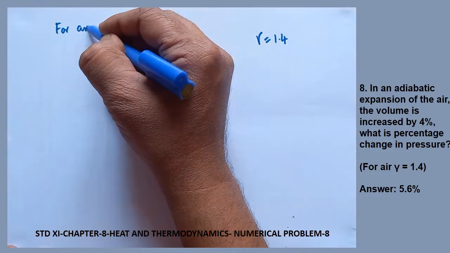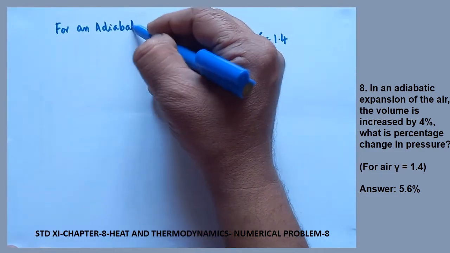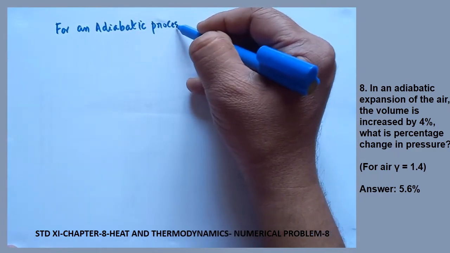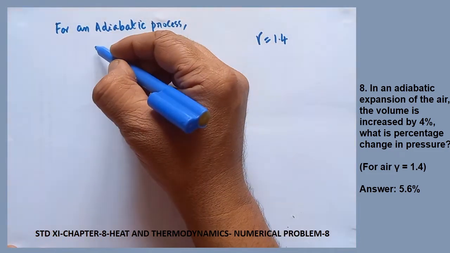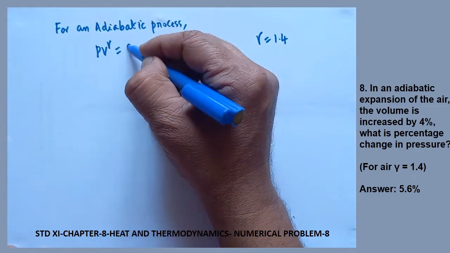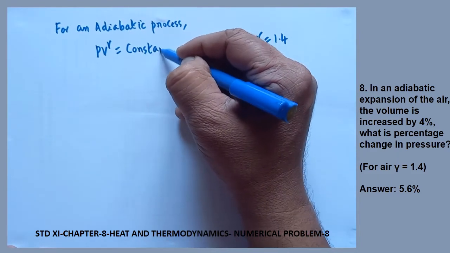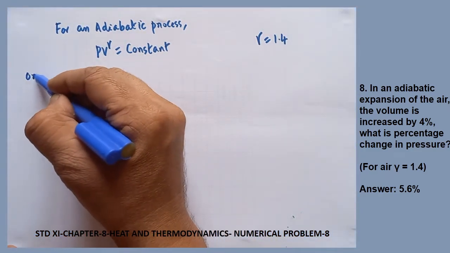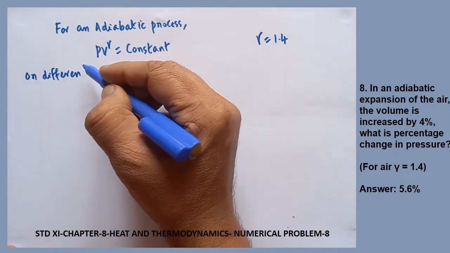For an adiabatic process, first you write the name of the process. For an adiabatic process, what is the equation? PV gamma is constant. That is the equation called equation of adiabatic process. Okay. Now I am going to differentiate this. On differentiating, the next step you have to write like this.